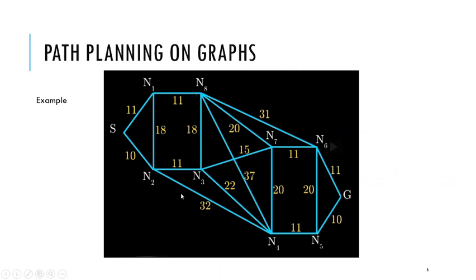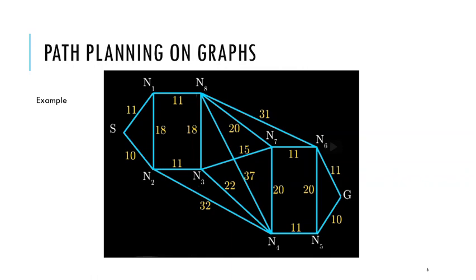And the problem becomes: I want to find a path from start to the goal such that the overall cost of the path is as low as possible. So if you start and end here, the overall cost of the path should be small. If the costs on the edges are lengths or distances, then this is the same as saying I want to find the shortest path from the start to goal. These costs could also be other things, not only distance or length.